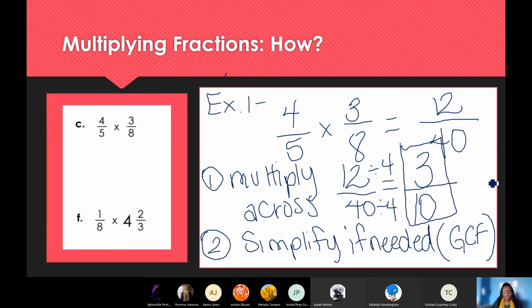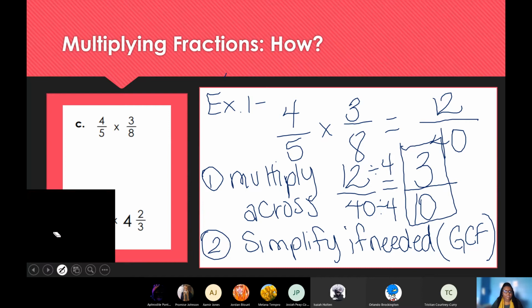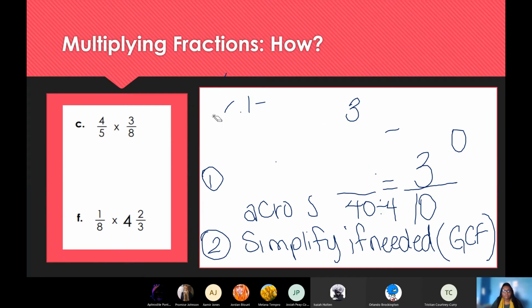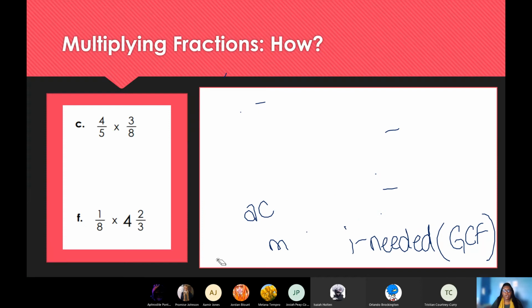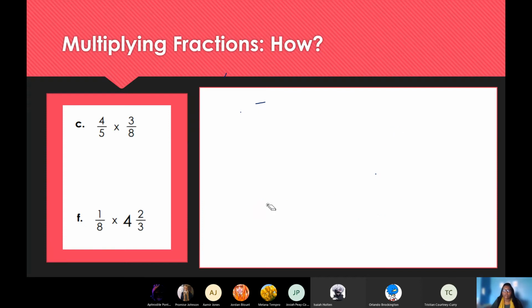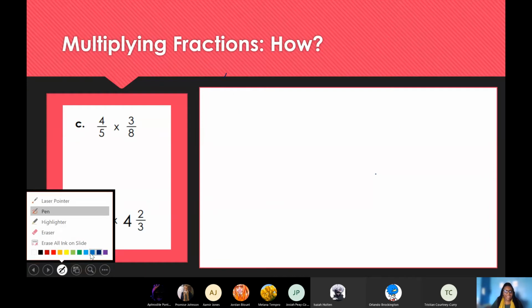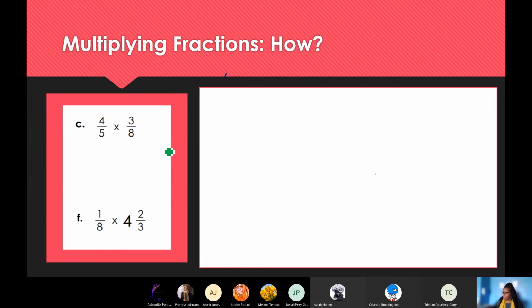I'm about to go on. Before we go on to F, I wanted us to do, I'm going to erase this. Before we go on to F, I wanted us to do example 2, where we're multiplying a fraction by a whole number. So beside those words, example 2 in your notes, we're going to be multiplying a fraction by a whole number.